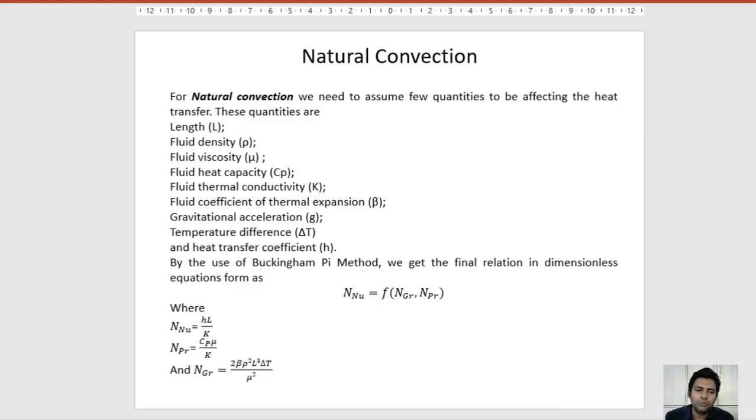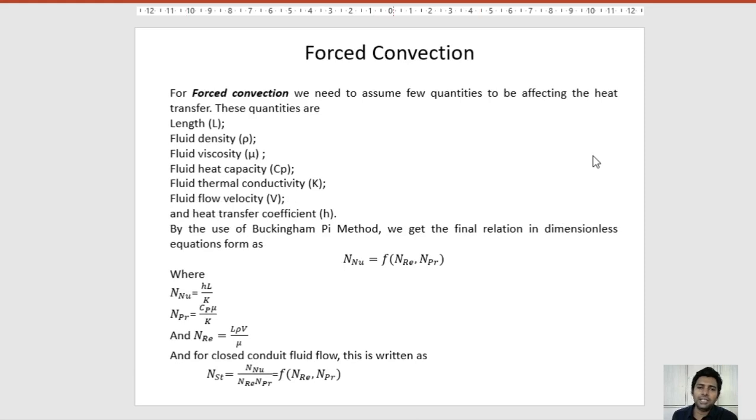In forced convection, again we have to simplify, and again we need to assume a few quantities to be affecting the heat transfer, and these quantities are length, fluid density, viscosity, heat capacity, thermal conductivity, flow velocity, and heat transfer coefficient. And by the same method, we get the final relation in a dimensionless equation, and this is nothing but the Nusselt number again being a function of the Reynolds number and the Prandtl number. Here the Nusselt number is stated as above, then the Prandtl number again stated as above. The Reynolds number is stated here: L rho V upon mu.